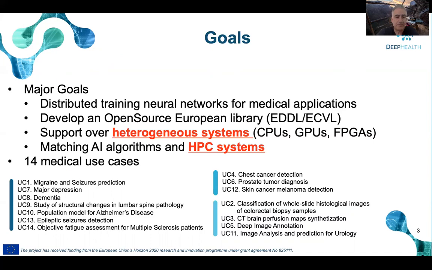will be complemented. The second goal of the project is to use these libraries and adapt them to heterogeneous systems with CPUs, GPUs, and FPGAs. What we mostly target in this project from the computer architecture perspective is to match the artificial intelligence algorithms and the HPC systems. Here you can see the different use cases that the project targets. There are many of them that will be using the libraries and then will be mapped on HPC systems.